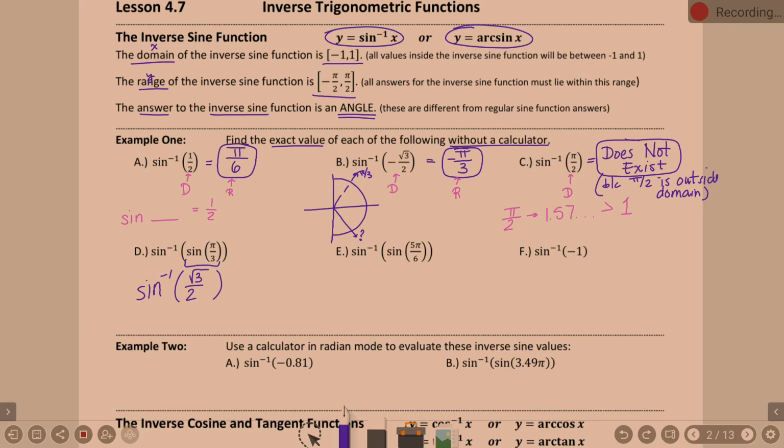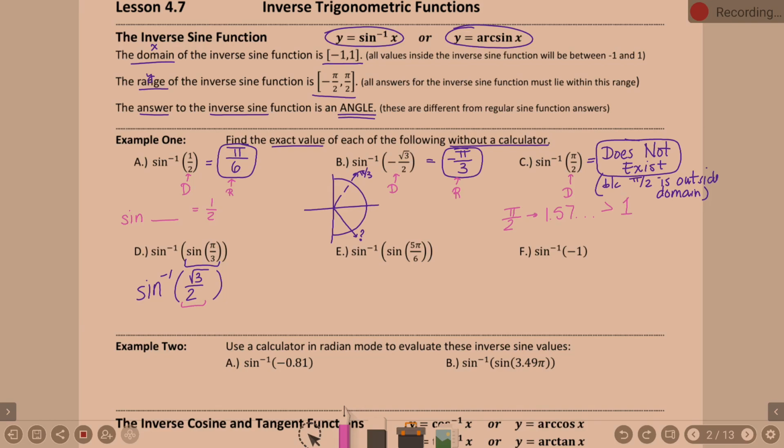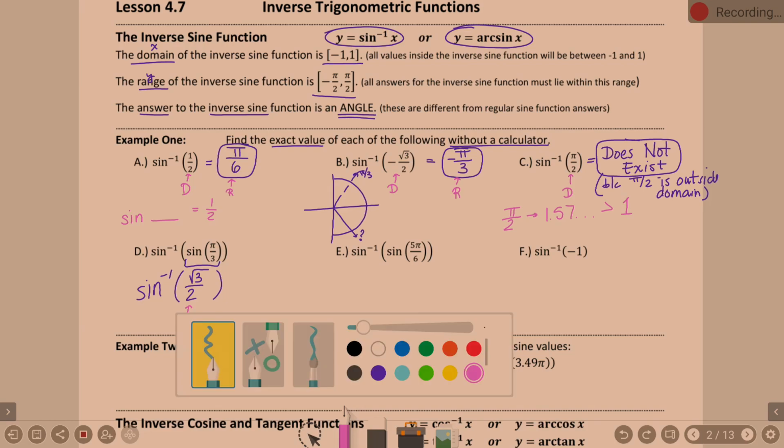Now I will say, if you recall a little bit from yesterday, I was always reminding you, check your domain. Is this sine inverse a valid domain? What did our domain have to be? Between -1 and 1. Is square root of 3 over 2 between -1 and 1? Yes, it is. Okay, so that is your domain. Make sure it's good.